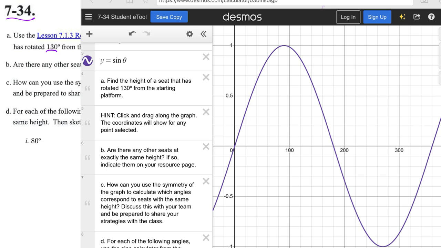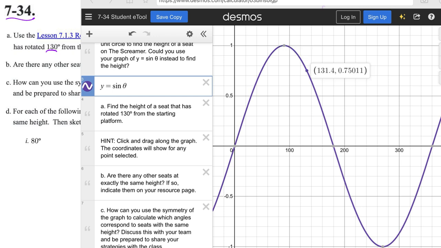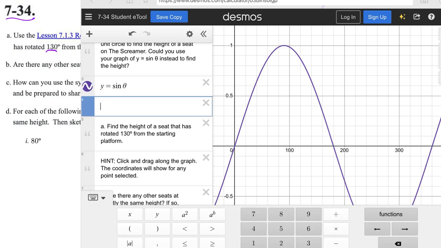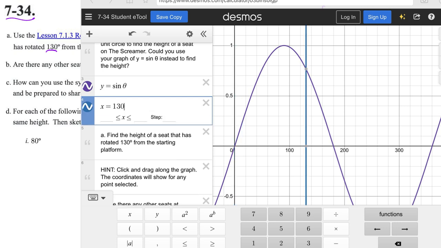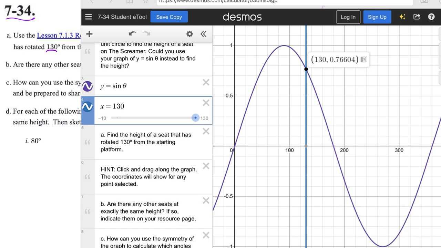And so here, what I'm gonna do is try to get this sine graph to make it to 130. So here it says hint, click and drag along the graph. So you can do that, but getting and holding on 130 is kind of annoying here. It is possible, but it's just kind of annoying. So one of my hints to you here is just create another row, x equals 130, and there you go. Now you've got yourself a consistent dot that you can click on that'll intersect there. So find the height of the seat that has rotated 130 degrees.